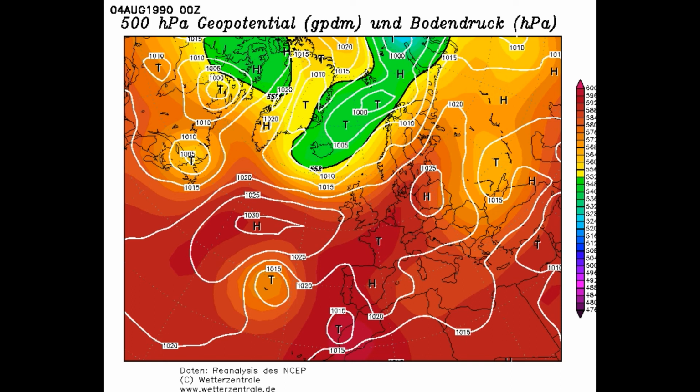But nonetheless, across the rest of the country on the 4th, again another very warm day. Temperatures are slightly lower than the 3rd, but again, still widely up into the high 20s, low 30s under glorious sunny skies.